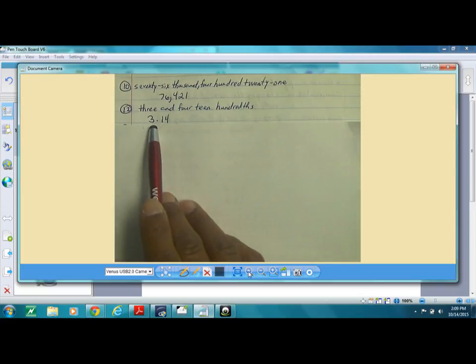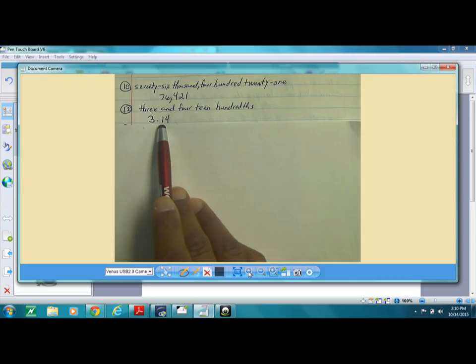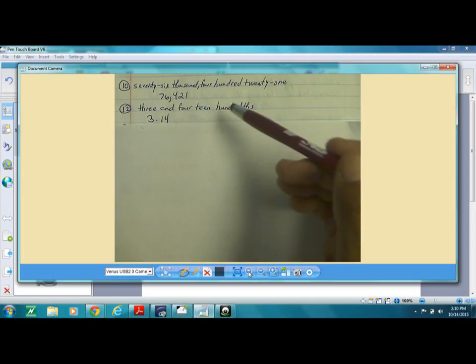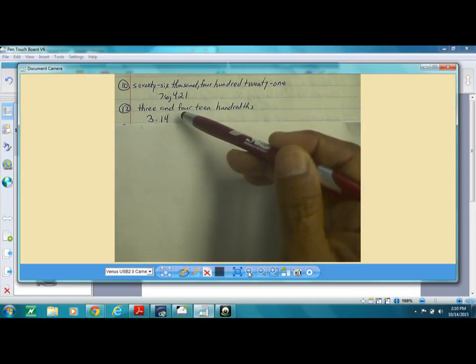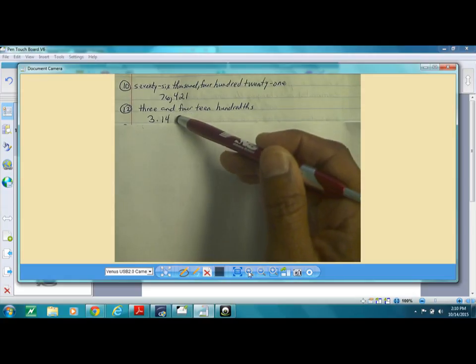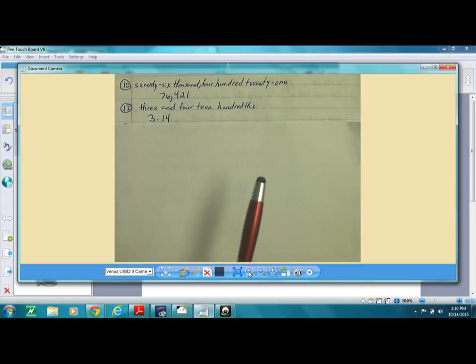So what I said again, I stumbled over it, but 3 as a whole number, a decimal point for "and," 1 in the tenths place, 4 in the hundredths place. And what we have here is 3 and 14 hundredths. That is this number that we have in word form. This is it written in standard form, or as digits.